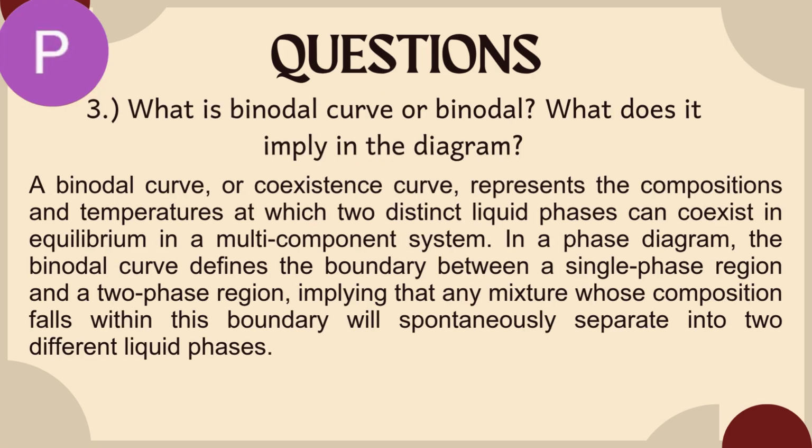What is a binodal curve or binodal? What does it imply in the diagram? A binodal curve, or coexistence curve, represents the compositions and temperatures at which two distinct liquid phases can coexist in equilibrium in a multi-component system. In a phase diagram, the binodal curve defines the boundary between a single-phase region and a two-phase region, implying that any mixture whose composition falls within this boundary will spontaneously separate into two different liquid phases.